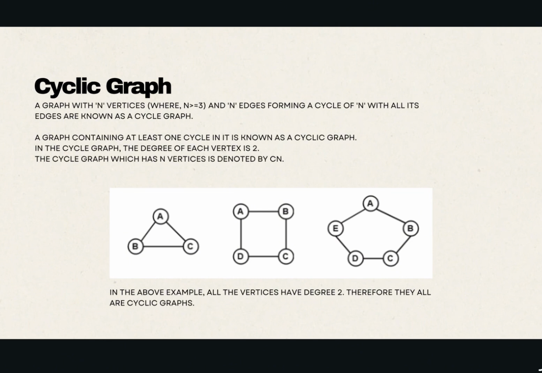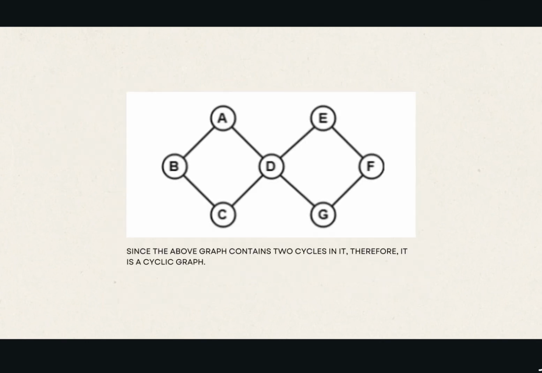In the above example, all the vertices have degree 2, therefore it is a cyclic graph. This is another example of a cyclic graph. Since the above graph contains two cycles in it, therefore it is a cyclic graph.